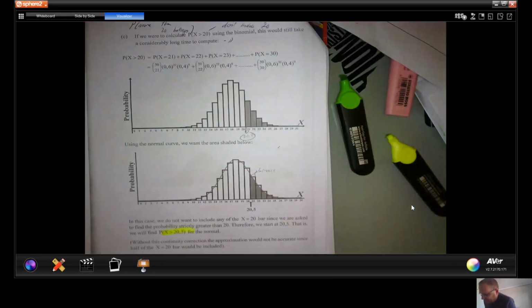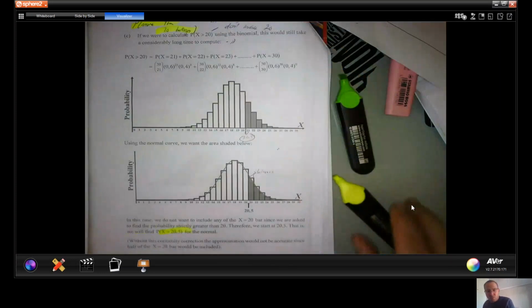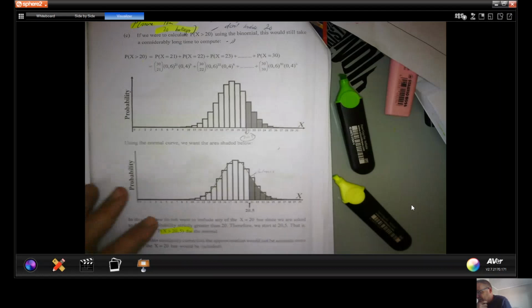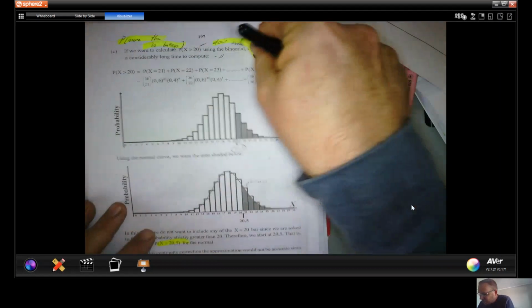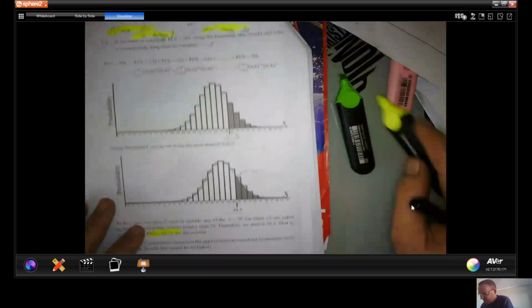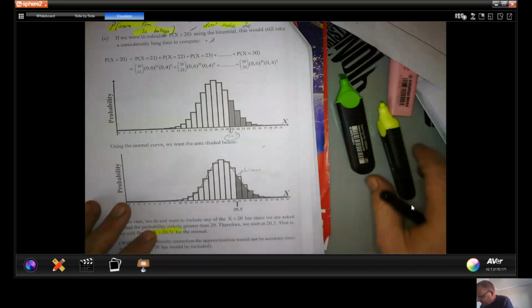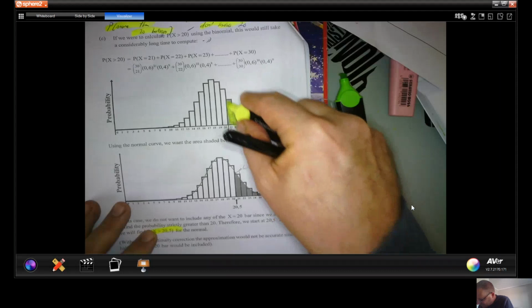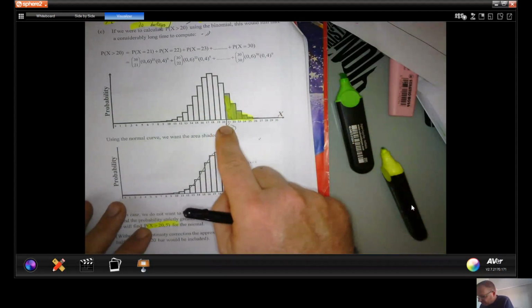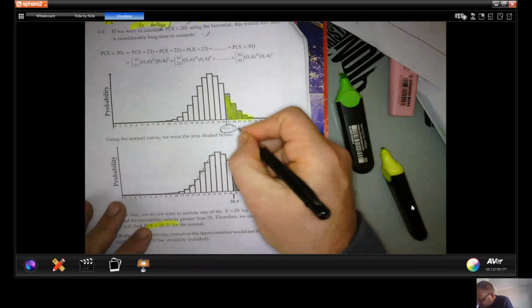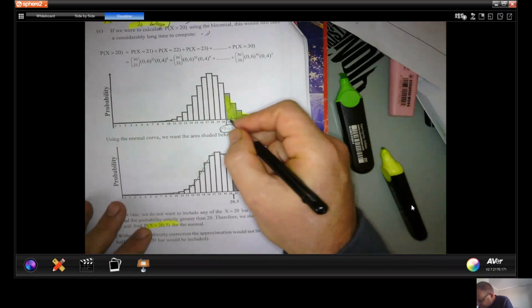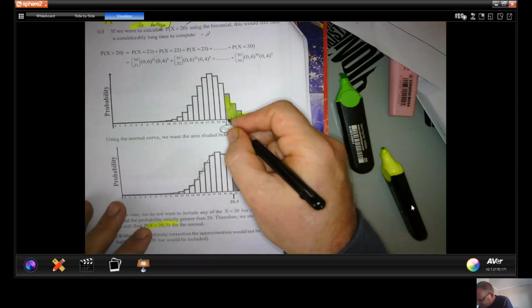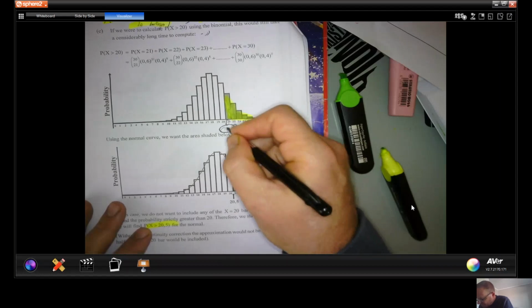The question says, what's the probability that you get more than 20 bullseyes? Now they don't want you to include 20. So more than 20 bullseyes is from 21 up. So 21 up, that's the area that you want, that's shaded in over there. So you don't want to include the 20 bar. So the correction is, in order not to include the 20 bar, you're going to start from 20.5. Remember, 21 is the middle of that bar, 20 is the middle of that bar. So we're going to work with 20.5 over here.